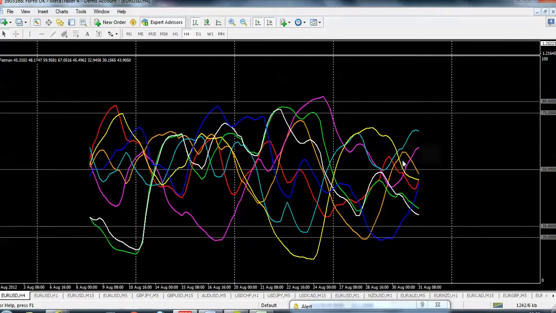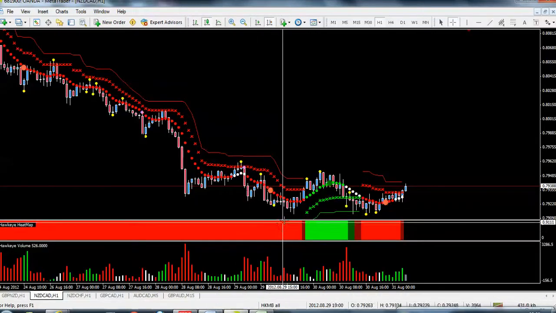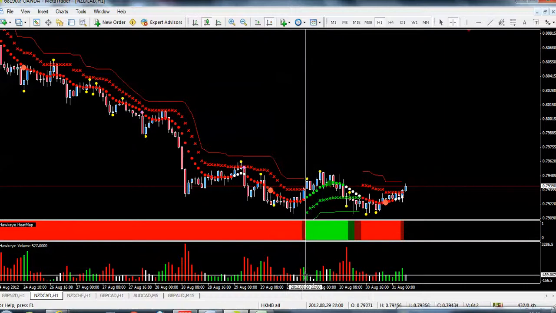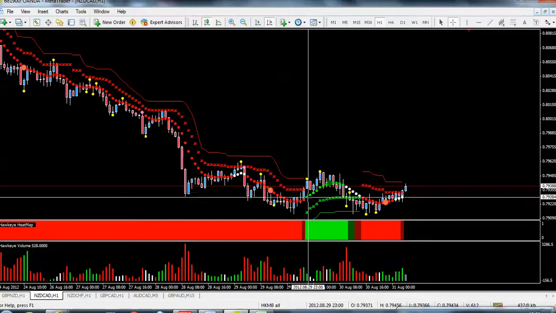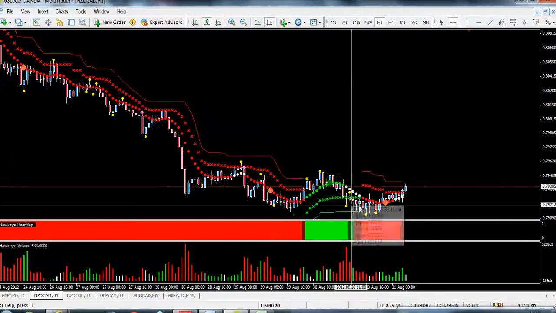In this particular case, as you can see, the yellow Canadian dollar here eventually started to turn round, and so consequently this long here, where we got the green volume, the green heat map and the green trend dot, came in, but we were stopped out quickly again.